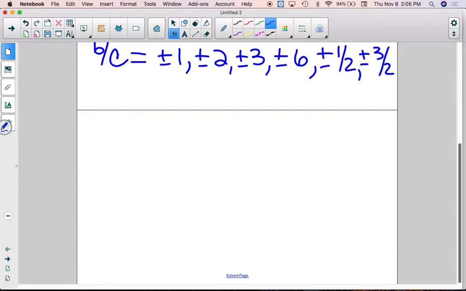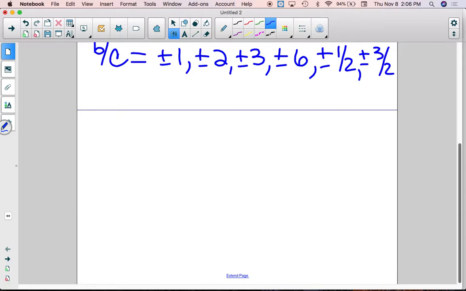To see which ones are solutions to our problem, you do synthetic division. If you do synthetic division and you get 0 as your remainder, then it is a solution to the problem. It goes in there evenly. It's a factor. Does everybody understand that concept? Factors divide in evenly with a 0 remainder.